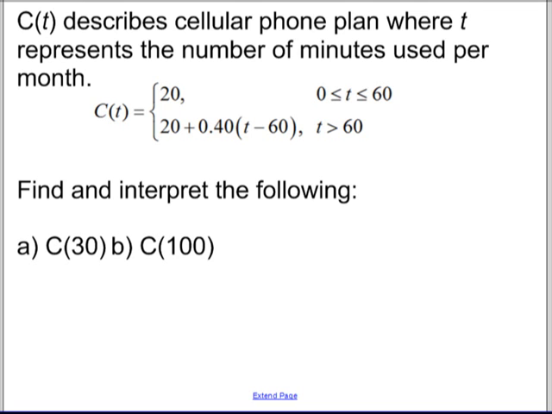So what I want you to do is read the question and then pause me and see if you can think about in English, in the real world, why this piecewise function makes sense. So go ahead and pause.